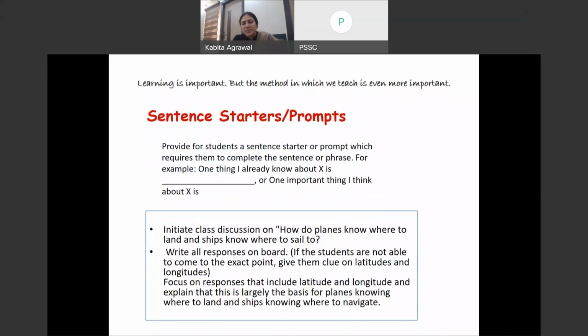Sentence prompts, so that they know the topic is going to focus on this, and this topic is going to be helpful for them in applying this knowledge on this part.